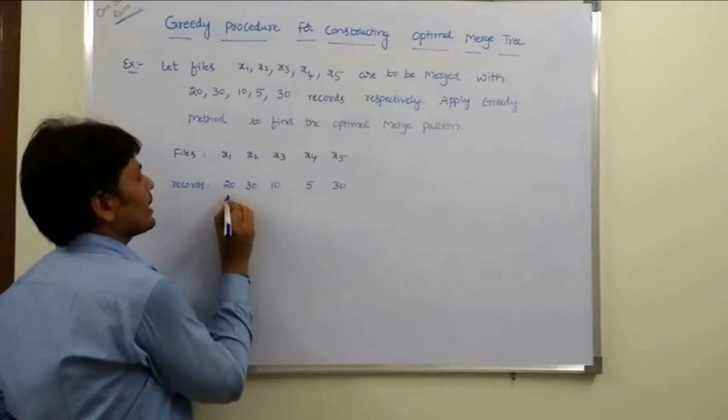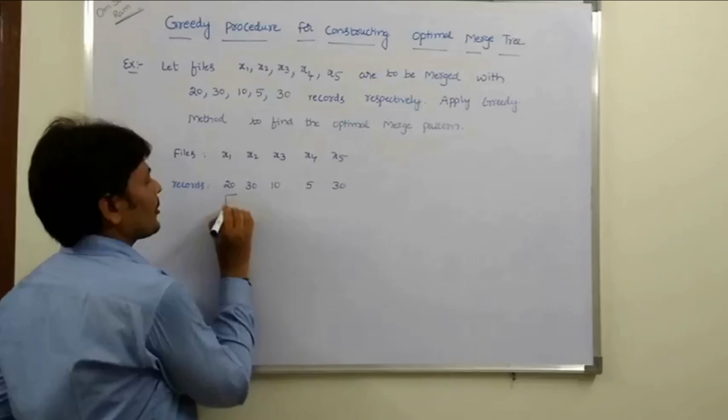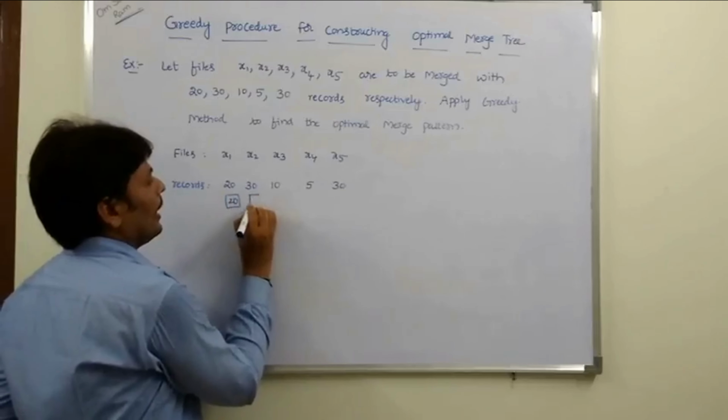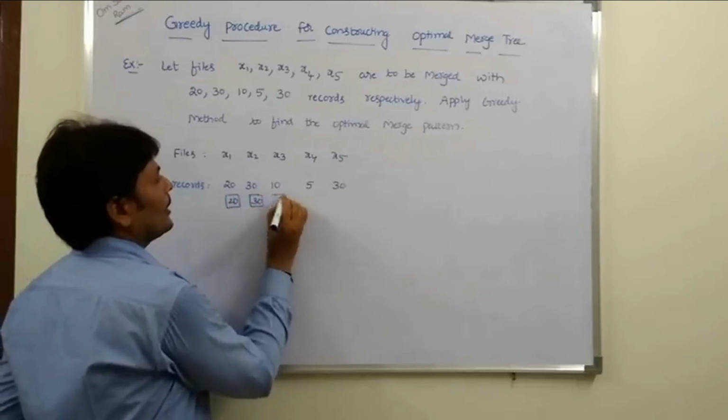These input files can be represented as squares. So that is 20 and 30 and 10 and 5 and 30. Here x1, x2, x3, x4, x5 are input files. x1 contains 20 records, x2 contains 30 records, x3 contains 10 records, x4 contains 5 records, x5 contains 30 records. These input files can be represented as squares.